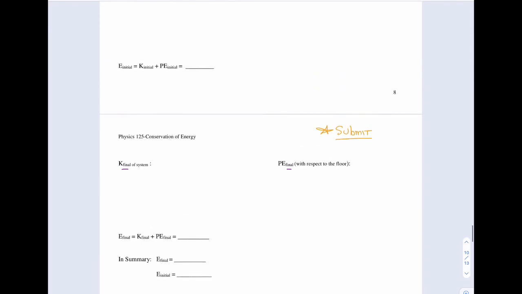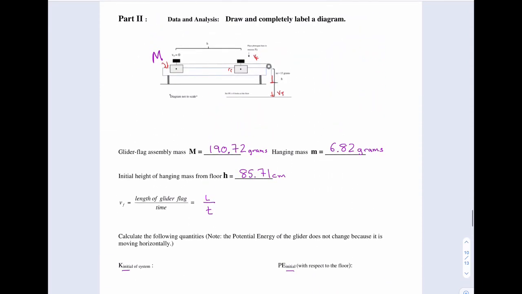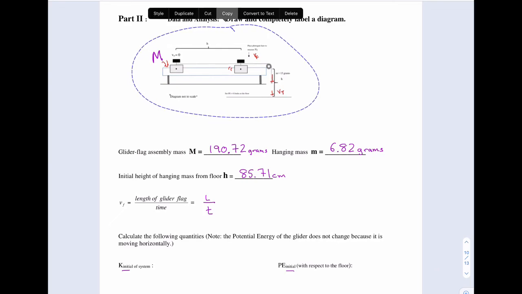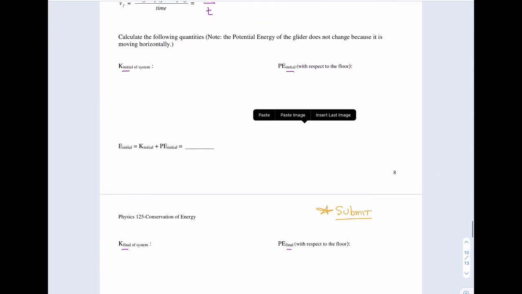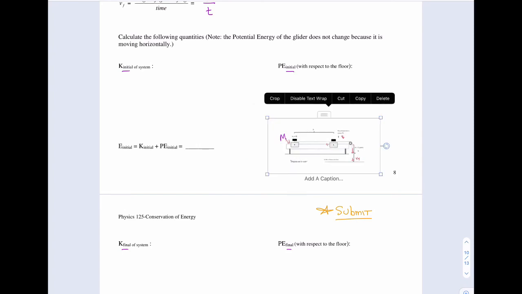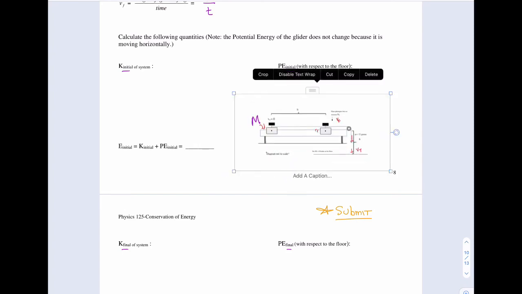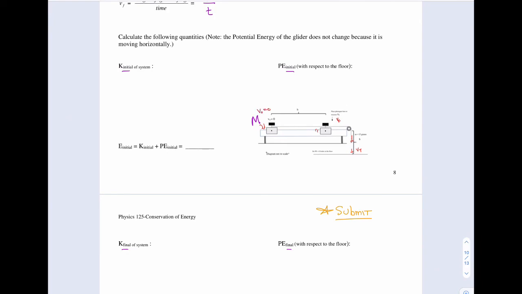When I calculate what I need to do for part two, right here, like that. When I look at the initial kinetic energy of the system, nothing's moving, because your hand was holding it here. So V initial was 0. This V initial is 0, so initial kinetic energy should be 0.